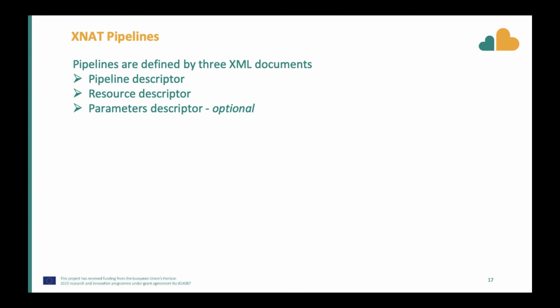Pipelines in XNAT are defined by 3 XML documents. We have the pipeline descriptor, the resource descriptor, and the parameters descriptor, which is optional. XNAT is currently designed to run pipelines at subject level only. It means that you can analyze 1 patient at a time, and this is of course not feasible if one needs to process an entire project or large image datasets.